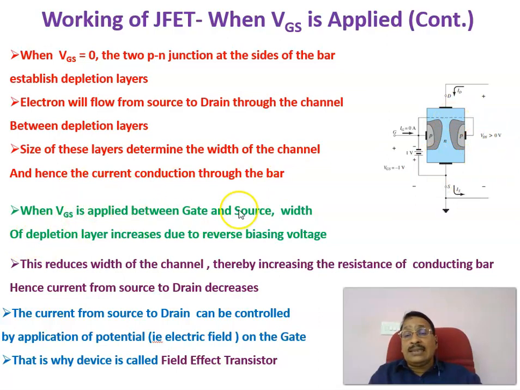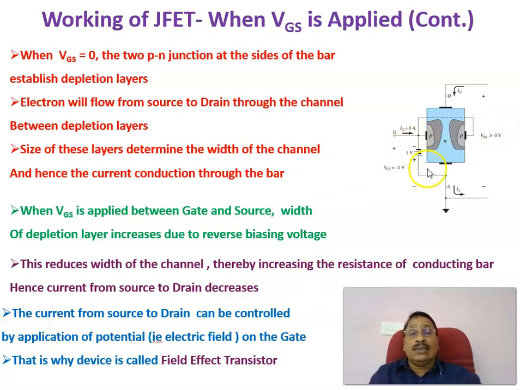When VGS is applied, that is, when you apply a gate to source voltage, a reverse biasing voltage is applied. The width of the depletion layer increases due to the reverse biasing voltage. Because of this, the width of the channel gets reduced. This reduces the width of the channel, thereby increasing the resistance of the conducting bar, and hence the current from the source to drain decreases.